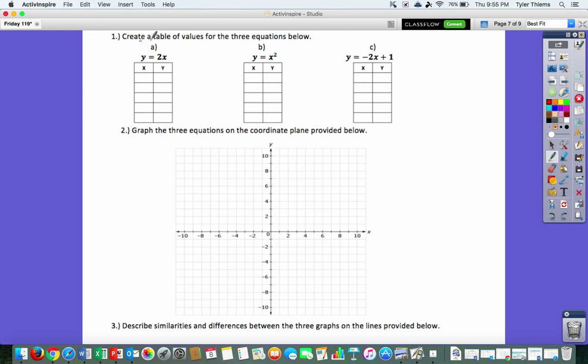Number 1 says create a table of values for the 3 equations below. Once we create the table of values, we're going to graph the equation, and then we're going to look at any similarities and differences that we see. So the first challenge in this is picking some x coordinates. Since it's all blank, we need to choose the x coordinates.